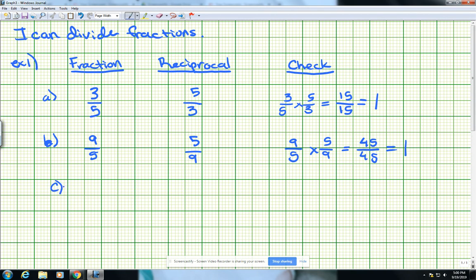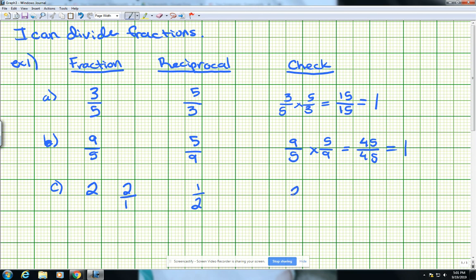And lastly for this one is example C. We have the whole number 2. Now this is not a fraction right off the bat, but we can create a fraction out of it. If we have a whole number, what we're going to do is take that whole number and put it over 1. 2 over 1 is the same thing as saying just 2 wholes. So if I take this fraction, 2 over 1, and I flip it upside down, there'd be a 1 on the top and a 2 on the bottom.